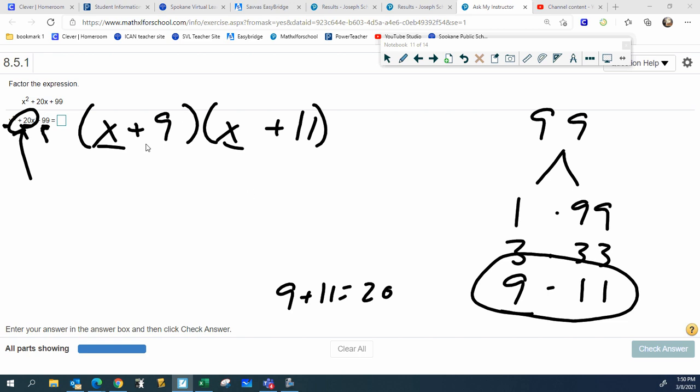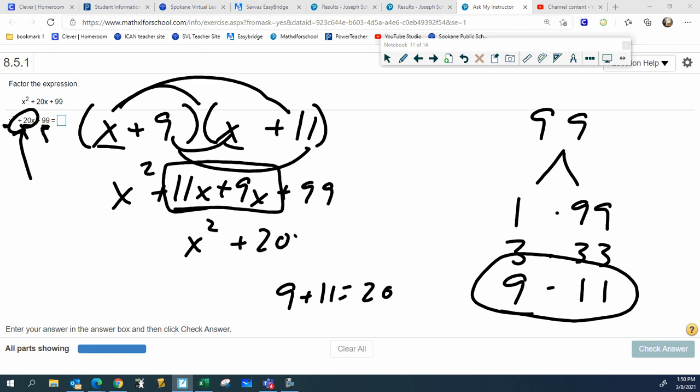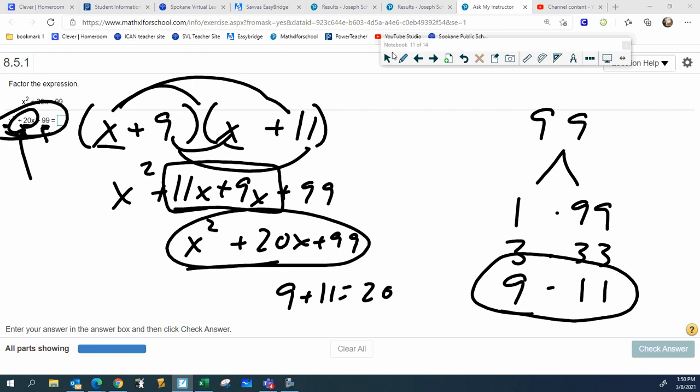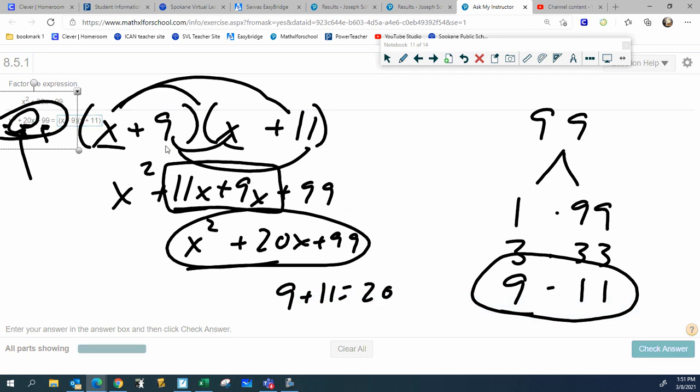Just to show you how that could happen. But what happens here is when I FOIL this out, and you do not need to do this for this problem, x times x gives me x squared, x times 11 gives 11x, 9 times x gives me 9x, and 9 times 11 gives me 99. So when you combine these middle two terms, it becomes x squared plus 20x plus 99, which is what we started with. That's that initial problem. So I'll type in the answer there just to make sure I didn't do something incorrect. Just to show you how to do it, you do parentheses x plus 9, and then parentheses again, x plus 11, press enter, and you have it.